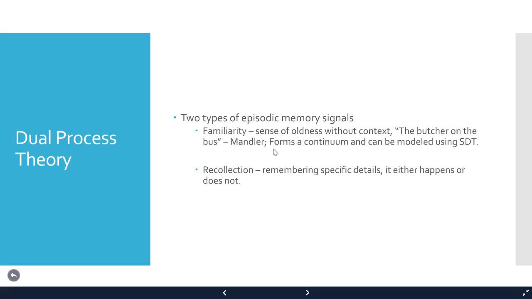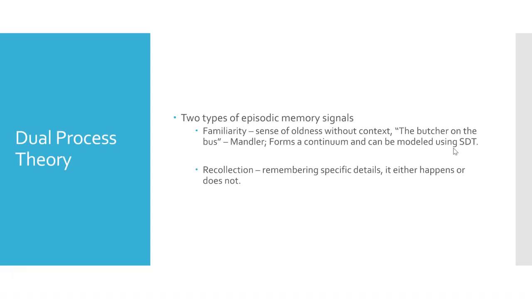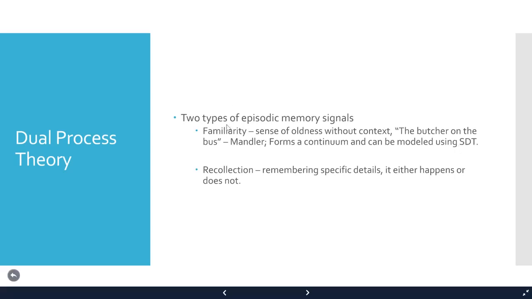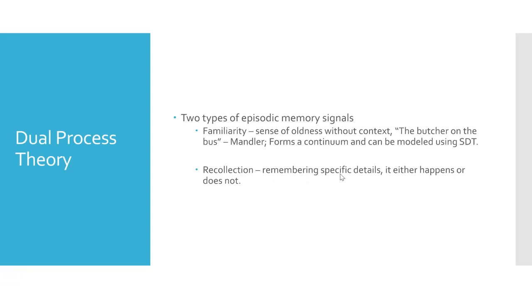Now, under dual process theory, familiarity forms a continuum and it can be modeled using signal detection theory. So all that stuff that we learned about with d prime and the criterion, that applies to familiarity. Where dual process theory differs is it says we have this other thing called recollection. Recollection is its own memory signal. This is when you remember specific details. Either it happens or it doesn't happen.